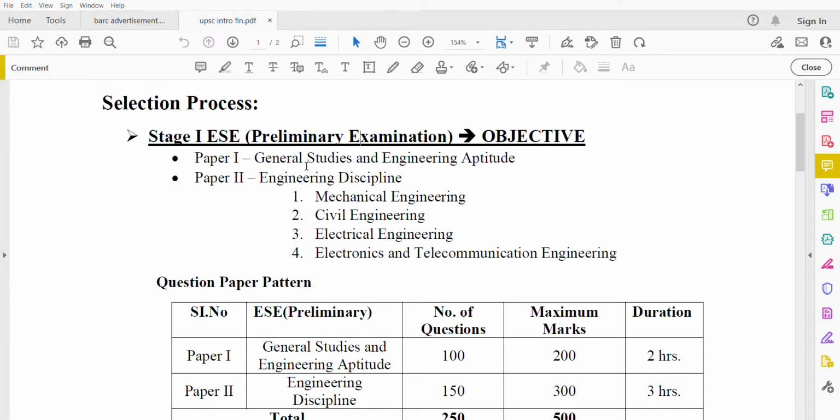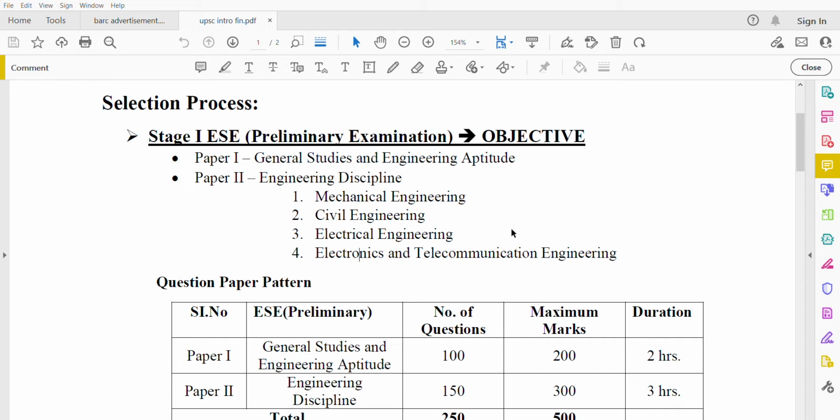So let me come to stage 1, the preliminary examination. It consists of two papers. Paper 1 is general studies and engineering aptitude. Paper 2 is engineering discipline. For the engineering discipline, UPSC will conduct the examination for four disciplines: mechanical engineering, civil engineering, electrical engineering, and electronics and telecommunication engineering.